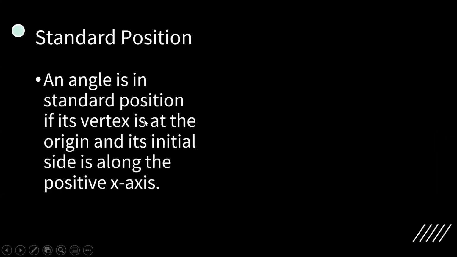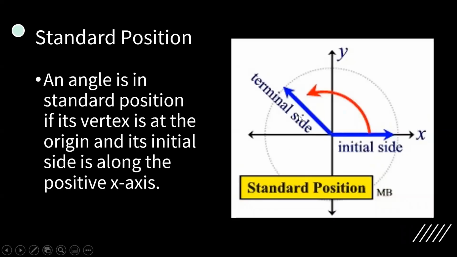An angle is in standard position if its vertex is at the origin of the Cartesian coordinate plane and the initial side is along the positive x-axis. If the initial side is along the positive x-axis and the vertex is at the origin, then the angle is in the standard position.